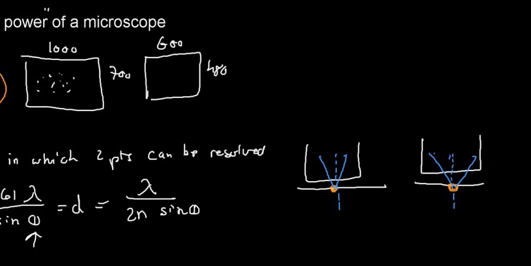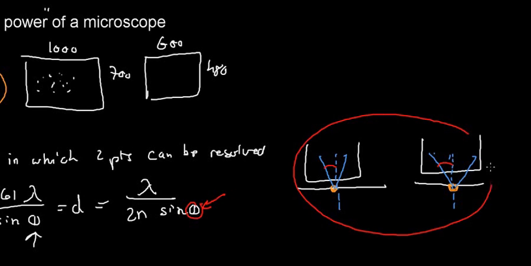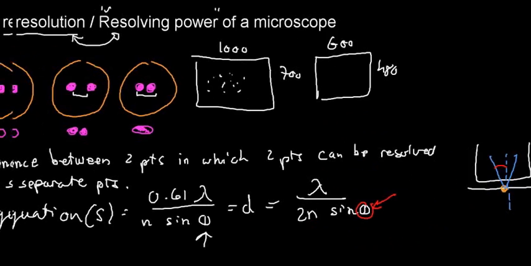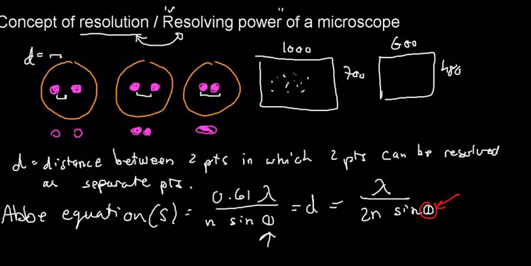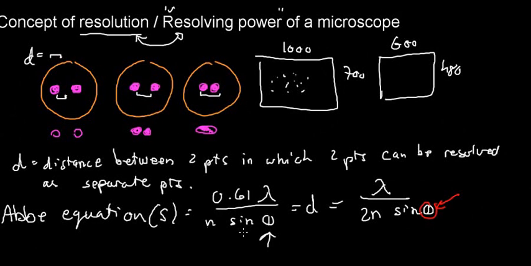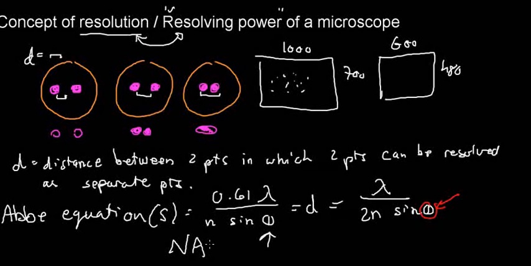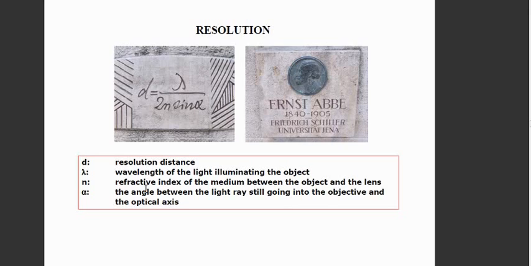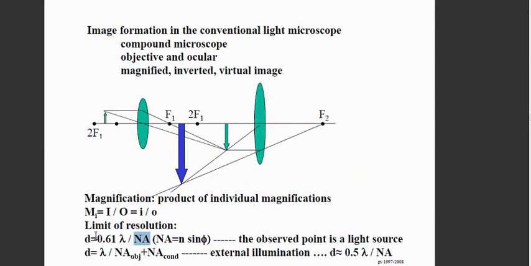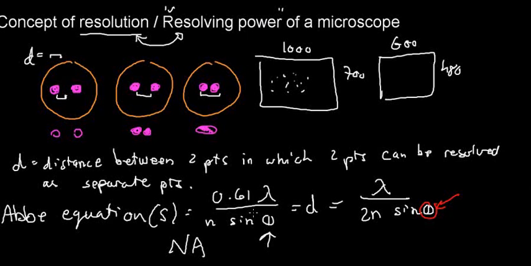And this angle right here is the half angle between the objective and the lens. You don't really need to know how to describe this. It's not super important, just so you know what it is in case they ask you in the lab. And this whole expression here is commonly referred to as NA, or numerical aperture. And this is what they mean by saying NA here: 0.61 lambda over NA, where NA equals this. So this is the numerical aperture.